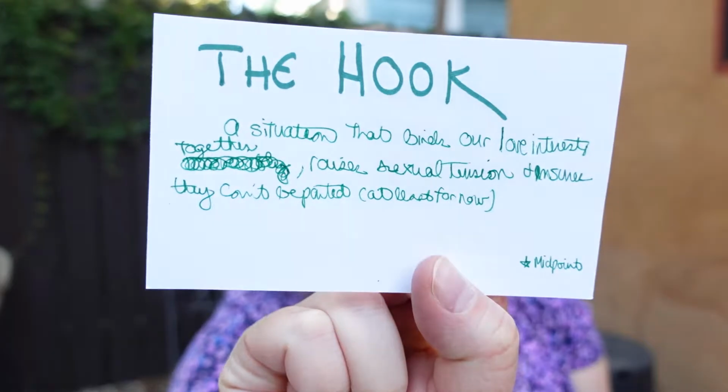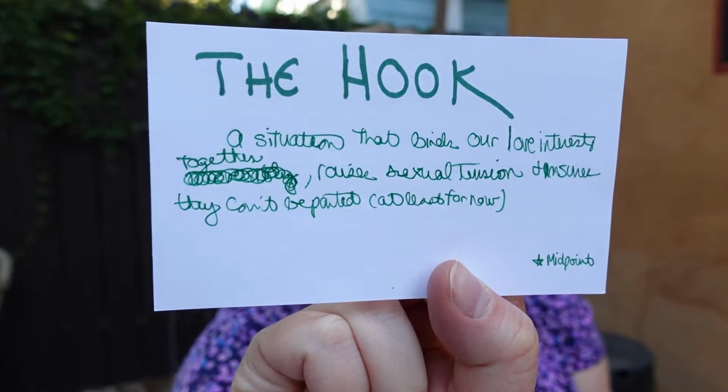And that can be an either/or: their interests are at cross purposes or their emotions are at odds with the goal. But more is better, more conflict is better usually, and this is also traditionally the end of Act 1. The hook. A situation that binds our love interests together, raises sexual tension, and ensures they can't be parted, at least for now. That's traditionally the midpoint.